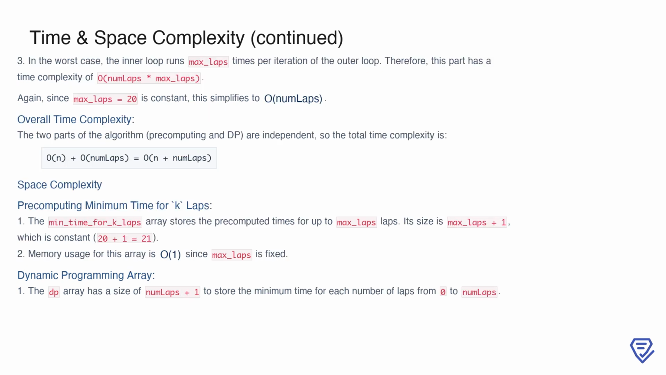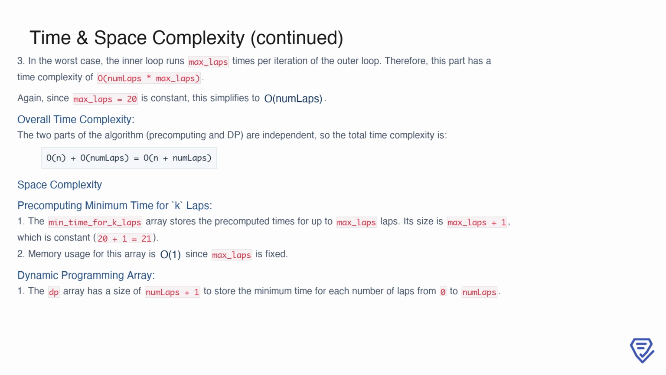In the dynamic programming step, the inner loop for evaluating k laps runs up to max_laps times for every iteration of the outer loop, which iterates over number laps. Therefore, the time complexity for this dynamic programming part is O(number laps * max_laps), and since max_laps is constant, this simplifies to O(number laps). When we combine the two parts of the algorithm, the pre-computation and the dynamic programming, the total time complexity becomes O(n) plus O(number laps), which simplifies further to O(n + number laps).